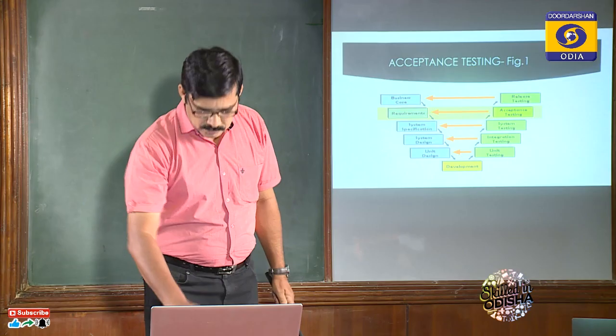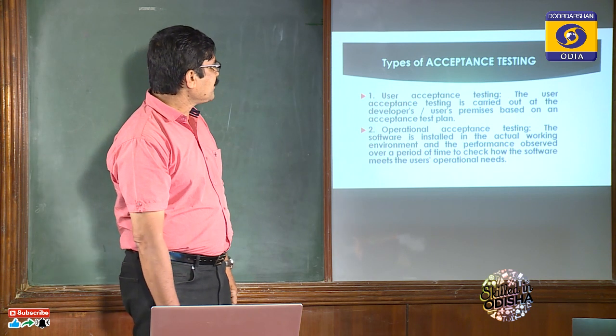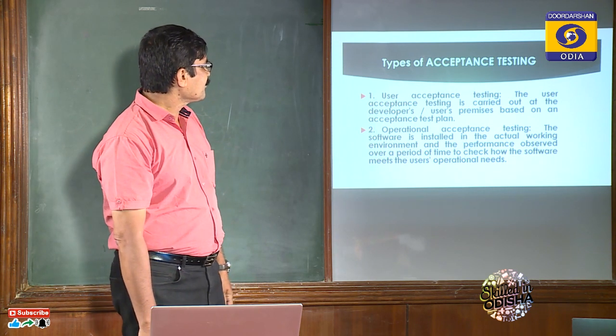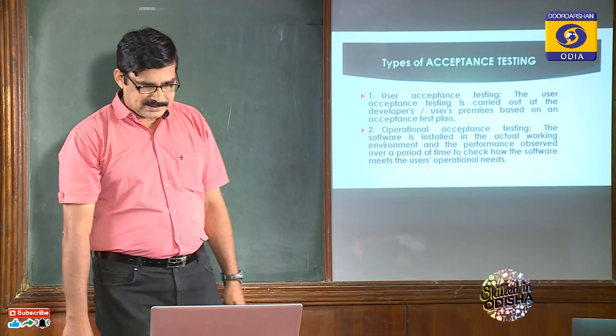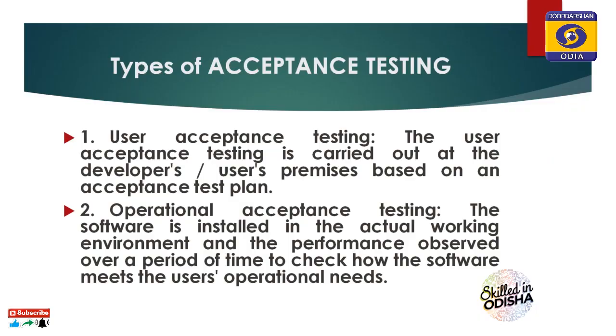Now we will move to different types of acceptance testing. So what are these types? User acceptance testing is the number one testing we have to do. The user acceptance testing is carried out at the developer's or user's premises based on an acceptance test plan.